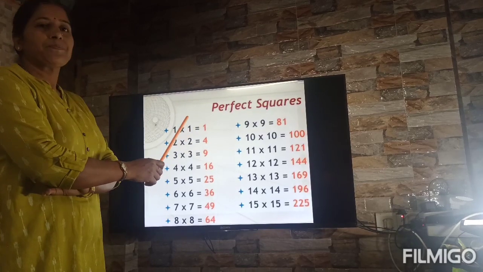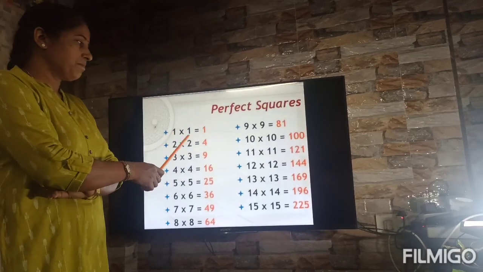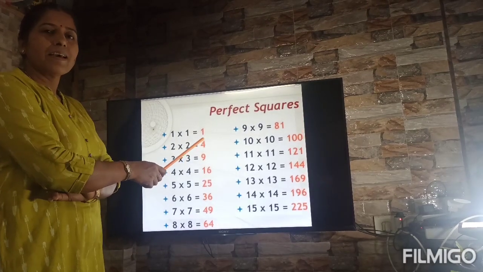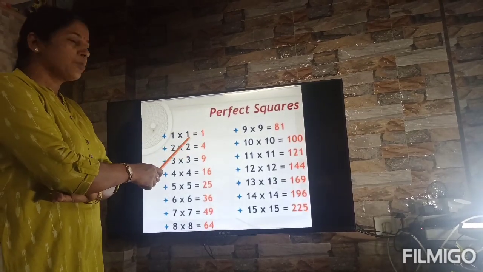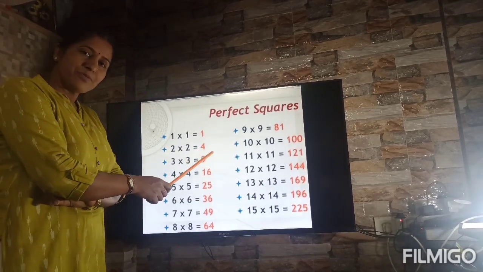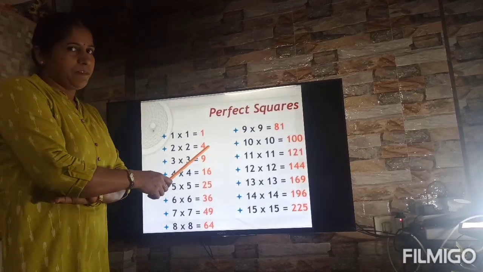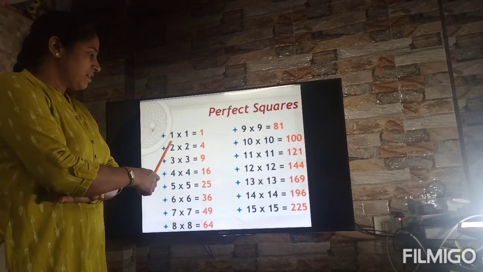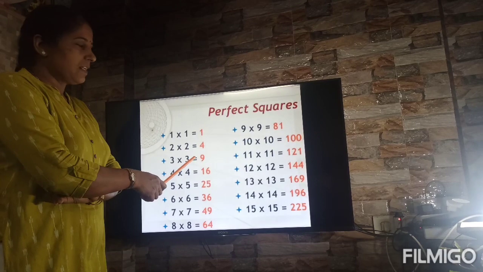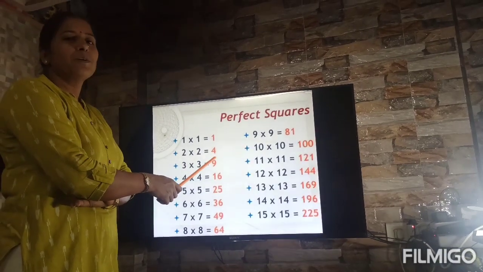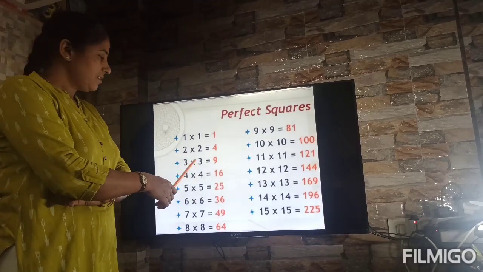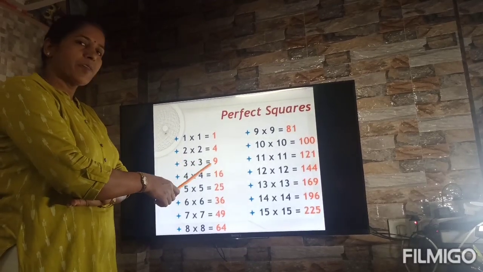In that, see here an example: 1 into 1 is equal to 1. 1 is a square. These are the two equal integers. 2 into 2 is equal to 4. 4 is a perfect square. That is a product. These two are the two equal integers. This is a product of two equal integers. 9 is a square of 3. That is a product of two equal integers.